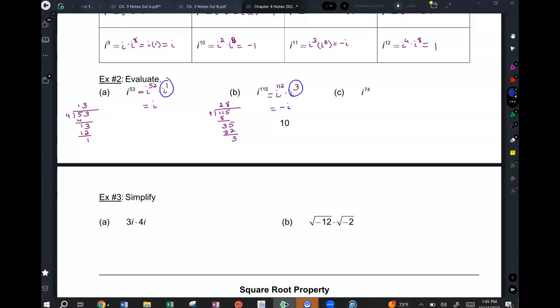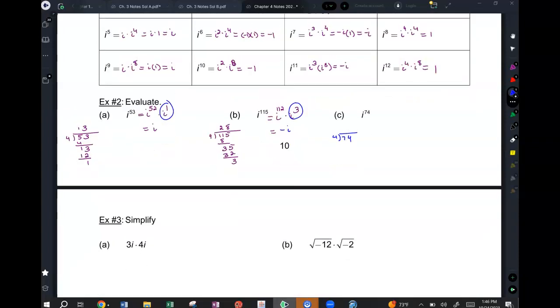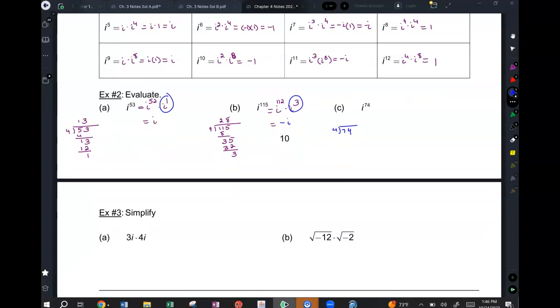For something like i to the 6, couldn't you break that into i cubed times i cubed? You can, it doesn't matter, whatever works. But then wouldn't you not get negative 1? You would always get the same thing. Try it. Because i cubed is negative i, and negative i times negative i is i. No, negative i times negative i is not i. It's negative i squared, which is 1.